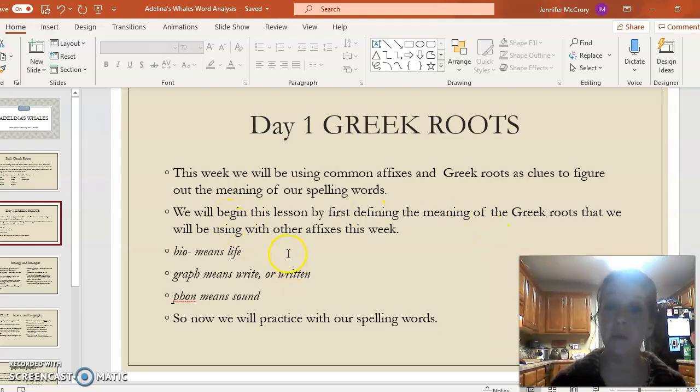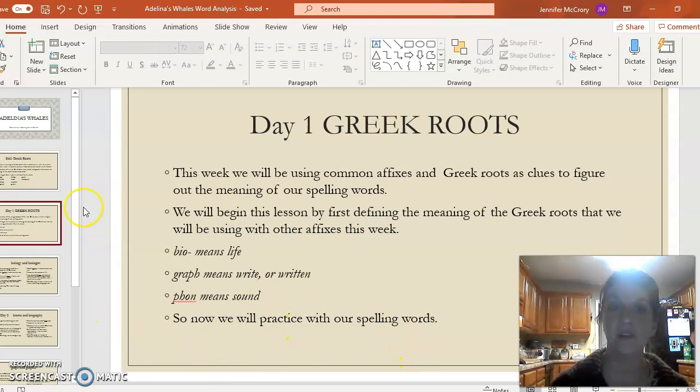So bio, maybe you've heard this before. You've talked about biomes. Maybe you've heard about biology. Maybe you've heard about biologist. But bio means life. So when you see that, you should think of life. All right. Moving on, graph. This root means write or written. Okay. An autograph. We're going to get to that one. And phone means sound. I don't really have that Greek accent there, but it means sound. And you've seen that one in different word parts.